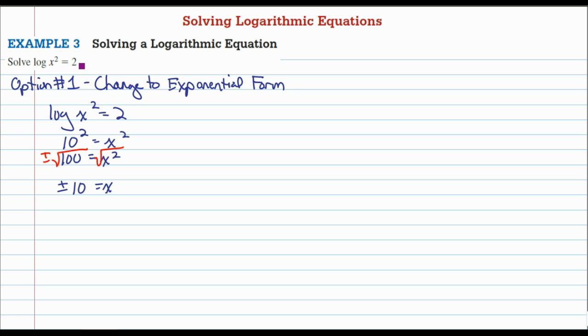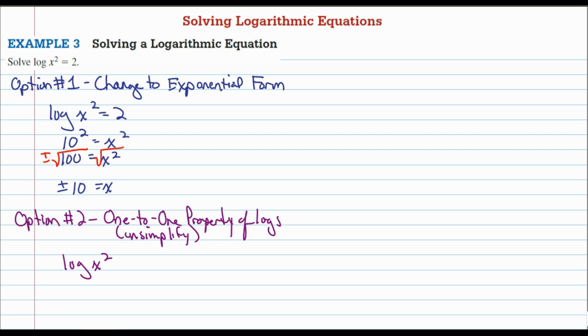Now the next option, option number 2, since I have the log base 10 on the left, it'd be really nice if I had the log base 10 on the right. So I need to unsimplify that common log that existed on the right by using the one-to-one property of logarithms. And that would be option 2, the one-to-one property of logs, or basically unsimplify your log.